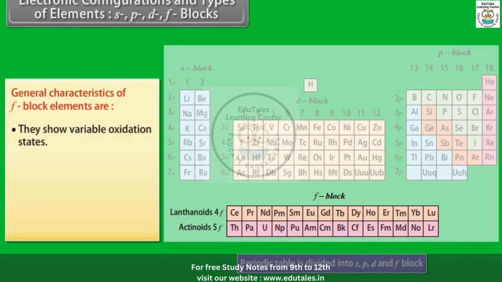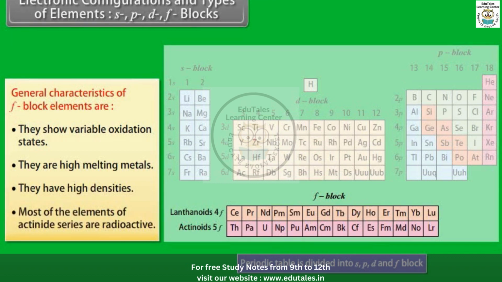variable oxidation states. They are high melting metals. They have high densities. Most of the elements of the actinide series are radioactive.